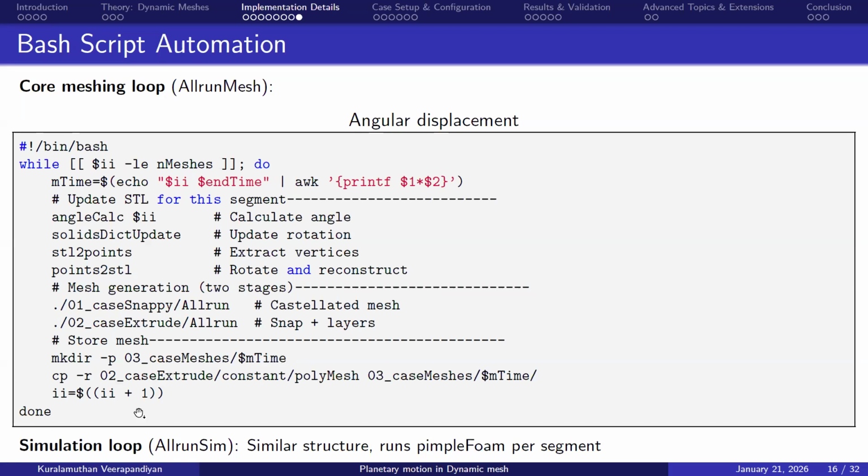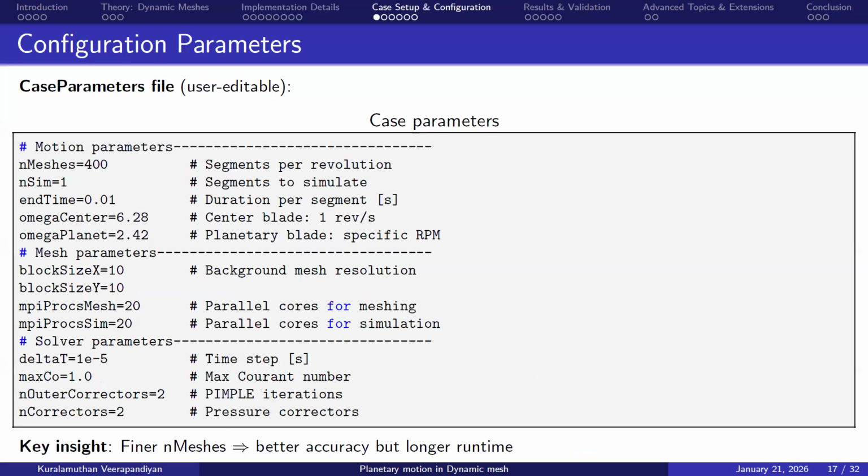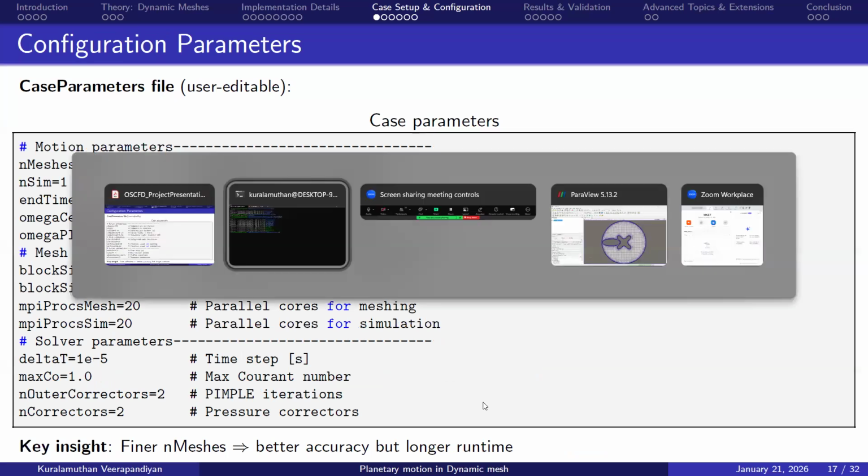So once we have done that, we update the progress tracker, we update it to the case parameters bash script, and the simulation continues after this meshing happens. So the case parameters file, I'll share it in the terminal. It will be much easier to understand.